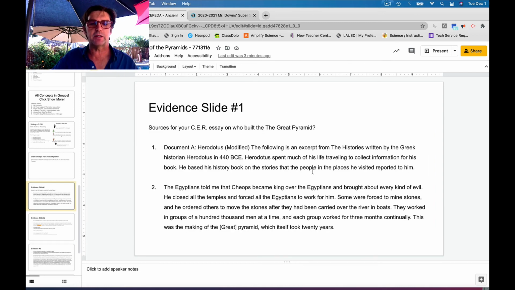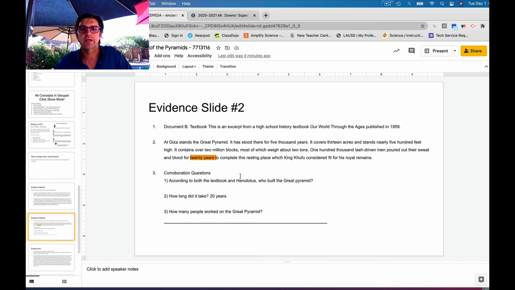So, according to both textbook and Herodotus, who built the Great Pyramids? If we look up here, what does he say here? Every kind of evil, forced all the Egyptians to work for him. That sounds kind of like slaves. Forced to mine stones. Ordered others to move stones. 100,000 men at a time, 3 months continually. What does this one say?